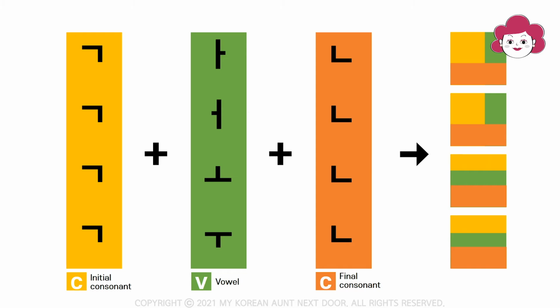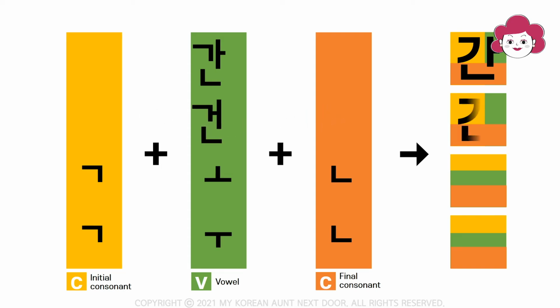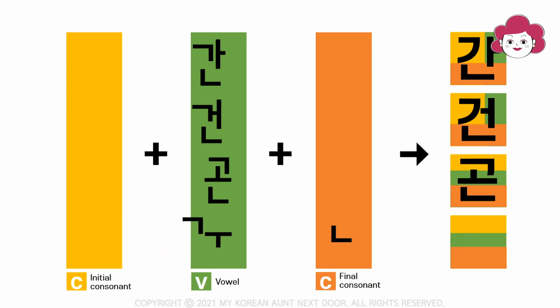Let's combine initial consonant 기역, vowels 아, 어, 오, 우, and the final consonant 니은. 그, 아, 은. 그안, 간. 그, 어, 은. 그언, 건. 그, 오, 은. 곤, 그, 우, 은. 군.